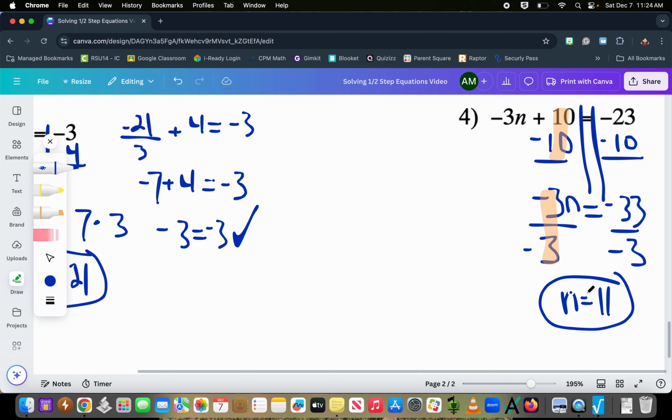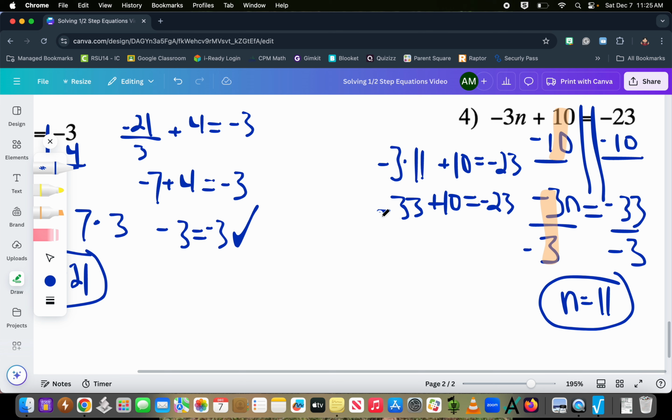Now, last step, we take this and plug it in for n. So we've got negative 3 times 11 plus 10 equals negative 23. Negative 3 times 11, negative times a positive, negative 33 plus 10 equals negative 23.